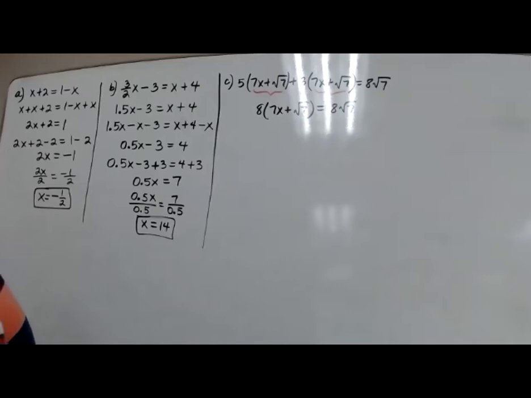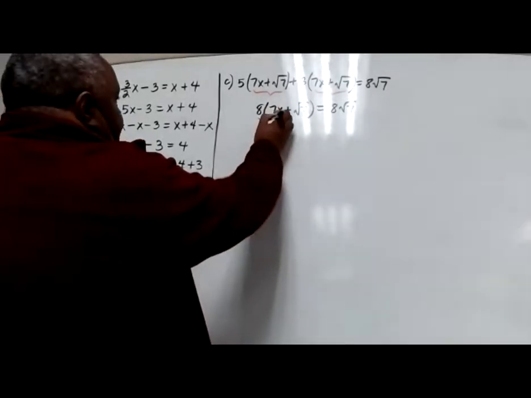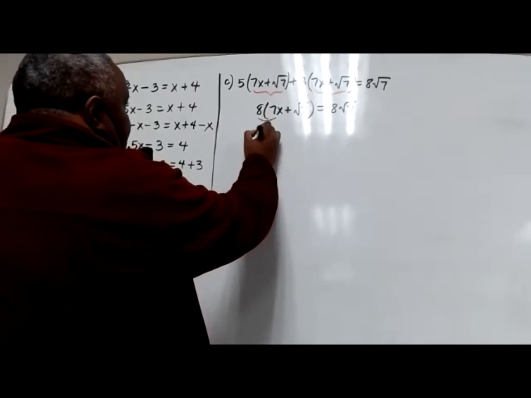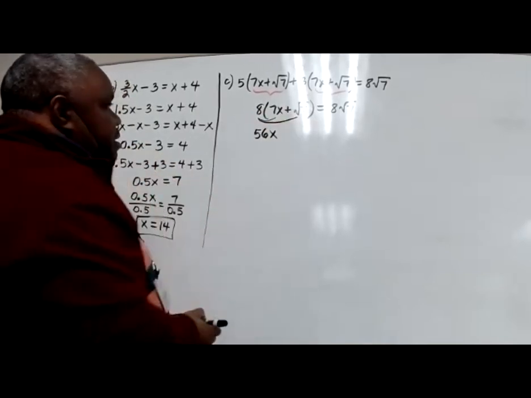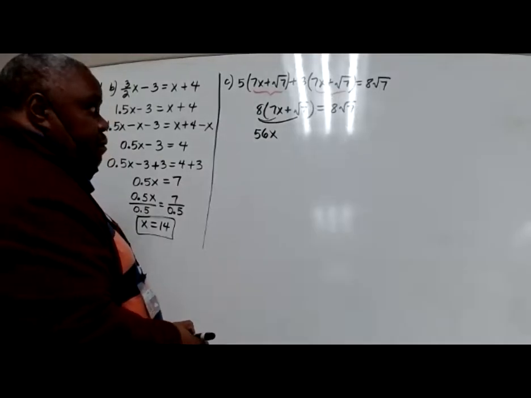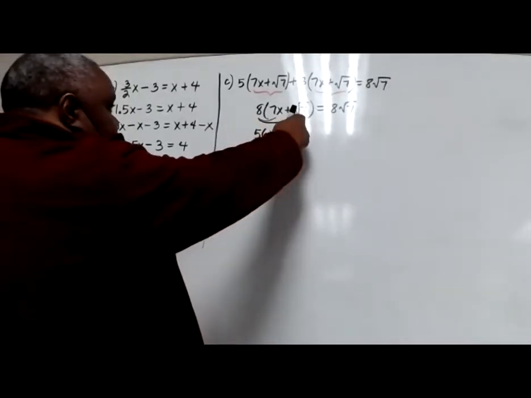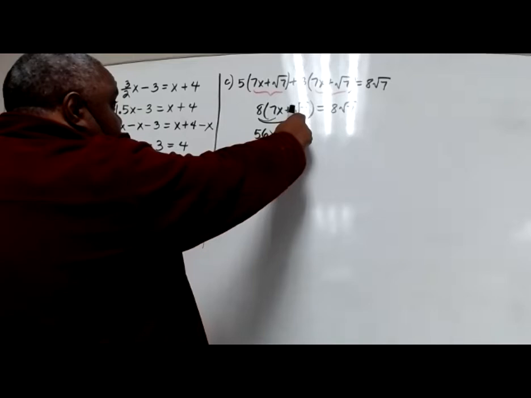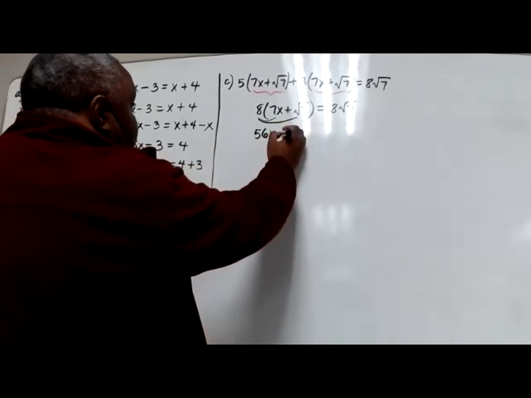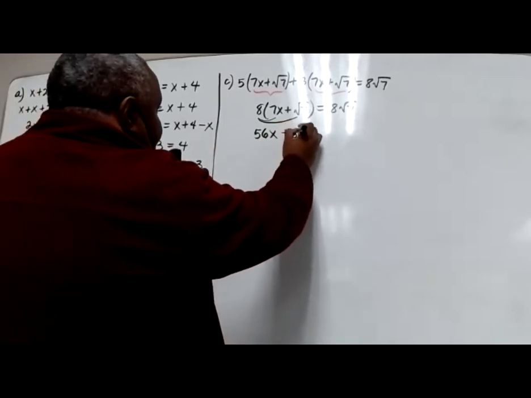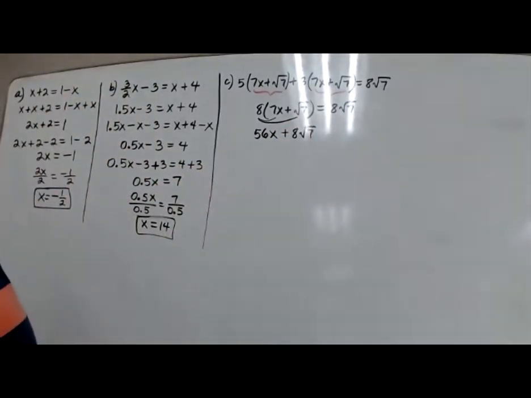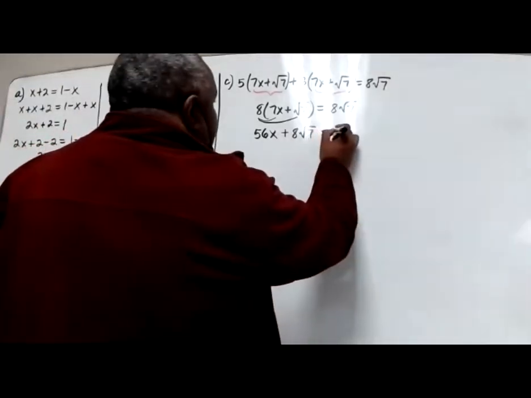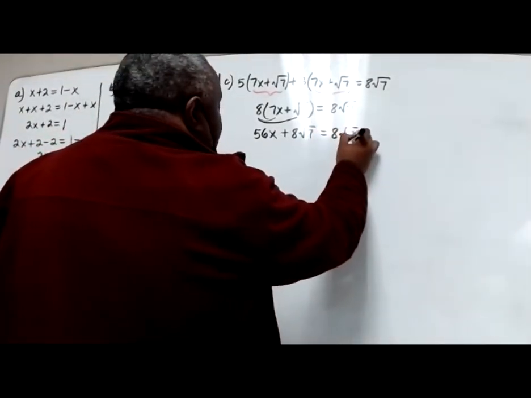And then we're going to use the distributive property. So that means 8 times 7x, that's 56x. Now, when we do 8 times the square root of 7, we can't multiply the 8 times the 7 because the 7 is underneath the radical. So we just have to write it like this, plus 8 square root of 7. And then that's equal to 8 square root of 7.